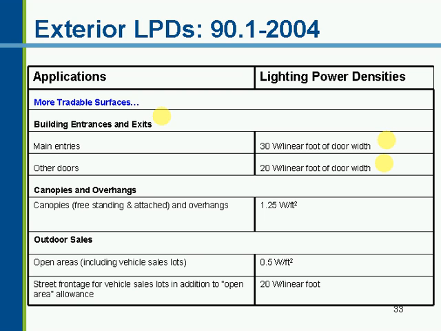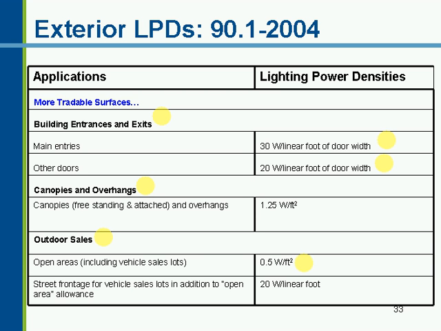There is a category for canopies and overhangs, and this applies whether they're freestanding or attached. You get an allowance, again, per square foot for any square footage you have as a canopy or overhang. For outdoor sales areas, there are two categories of allowance. The first is for the general open area, and let's use a car lot as an example, probably the most common. The entire area where you have merchandise is allowed a watts per square foot value of 0.5.